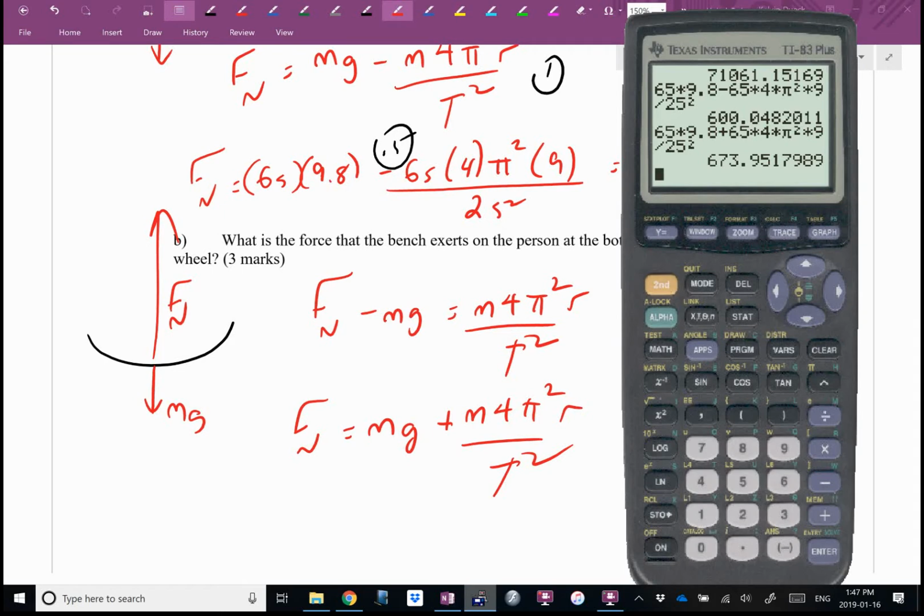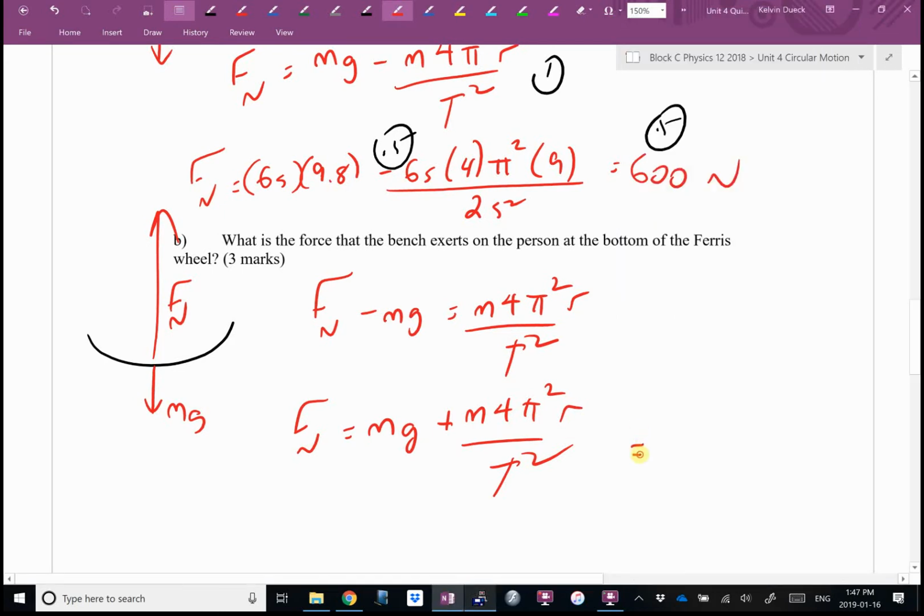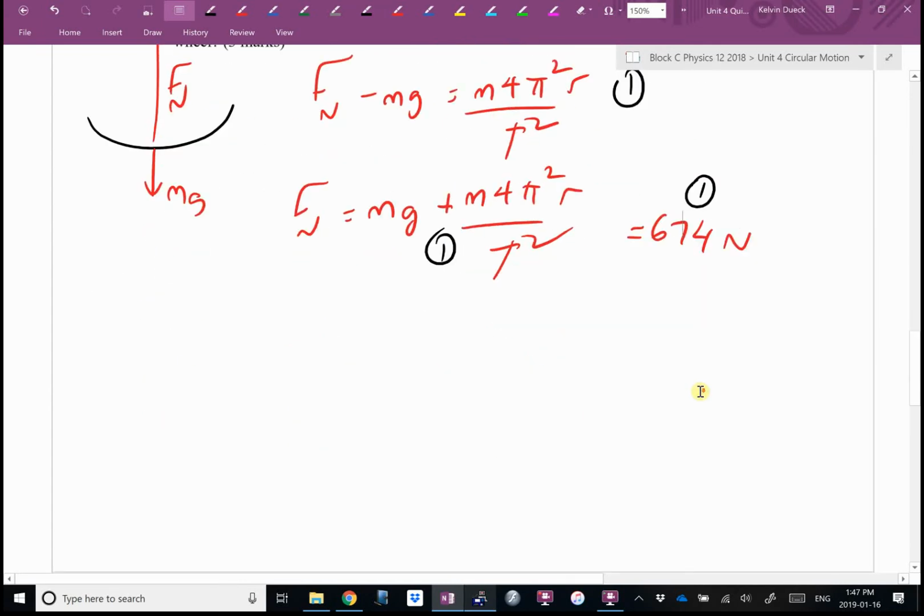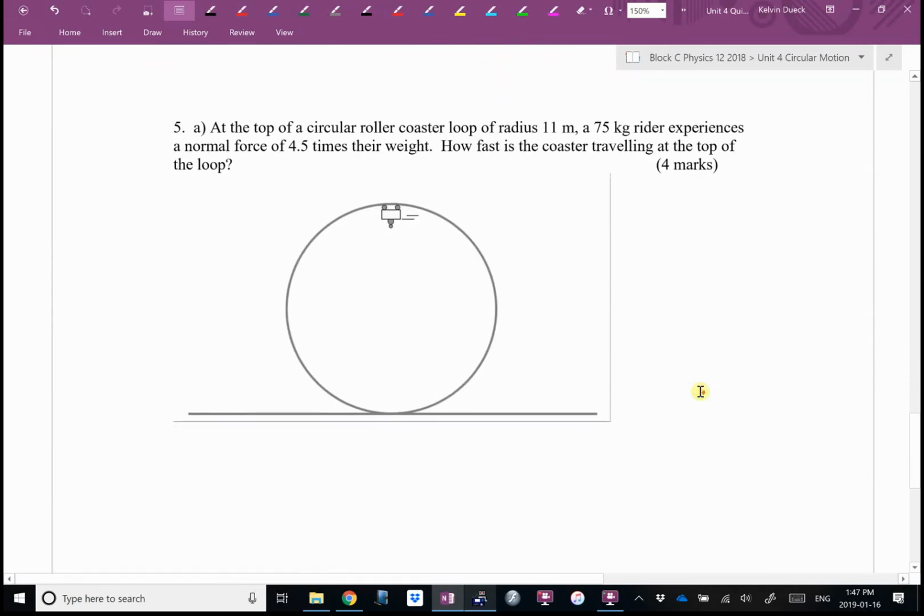Is the answer 674 newtons? If you got that, 3 out of 3. Otherwise, I'd probably go 1 mark, 1 mark, 1 mark, or something like that. Then I'd turn the page. Oh, Rollercoaster!